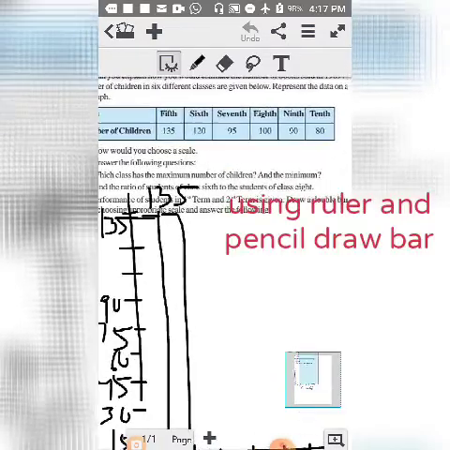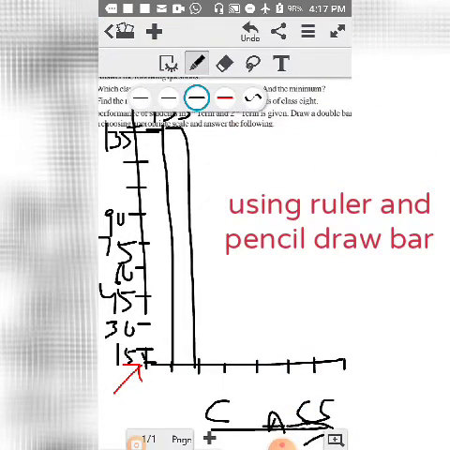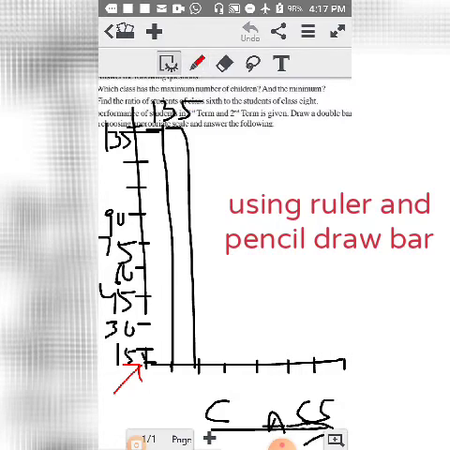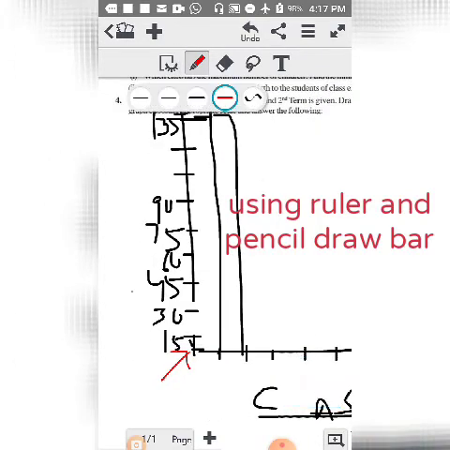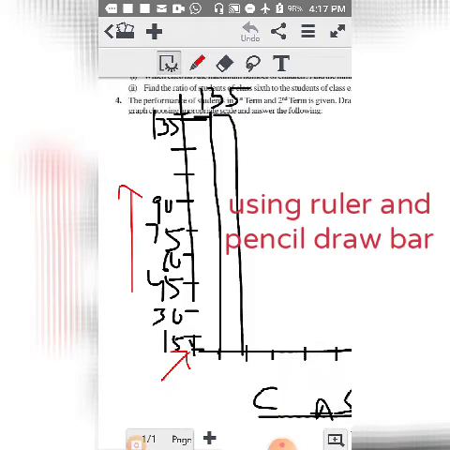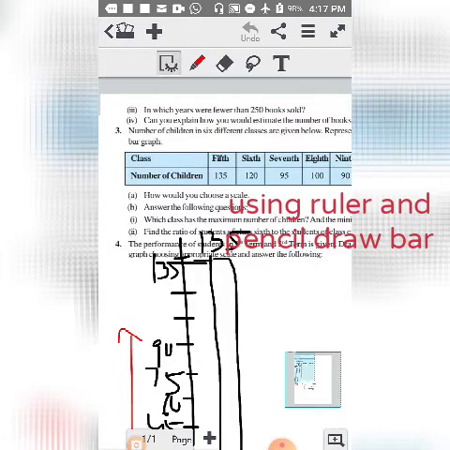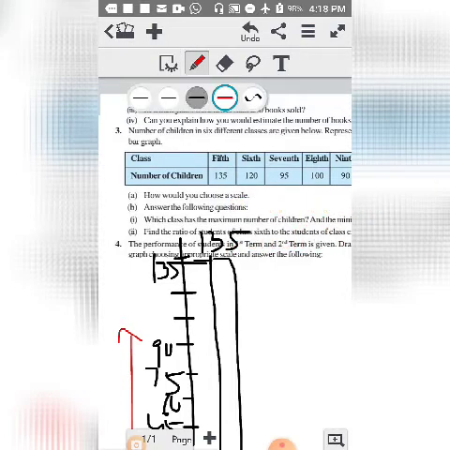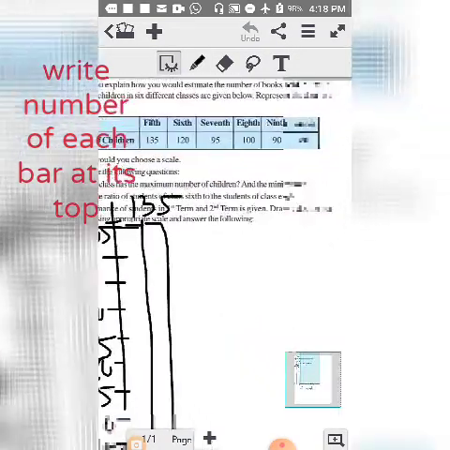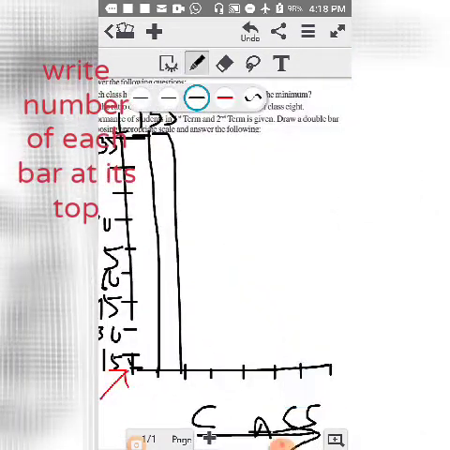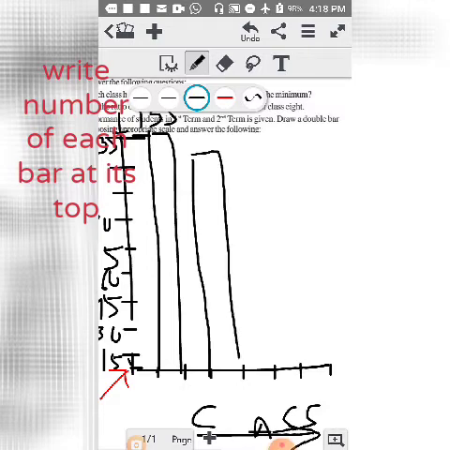First number is 135, second number is 120. So when you make the scale, the numbers which you write here will start from 15 and reach up to more than 135, because the largest number given in the question is 135. So multiples of 15 you will take. Wherever 135 comes, there you will stop and write the number. Now in this way, the next one is 120. So wherever 120 comes, you will make the rectangle till 120.